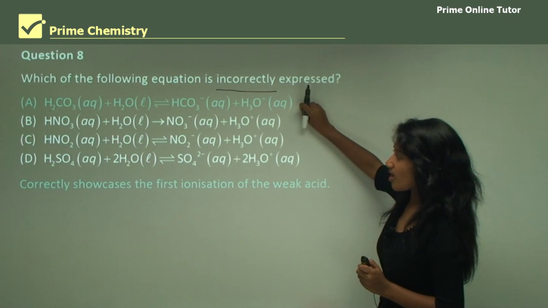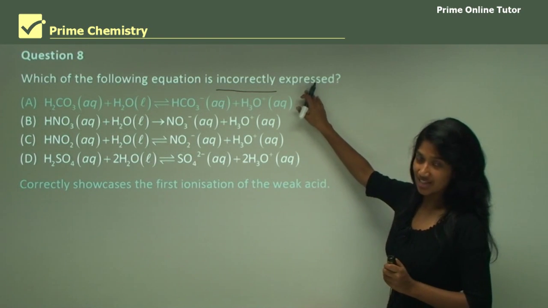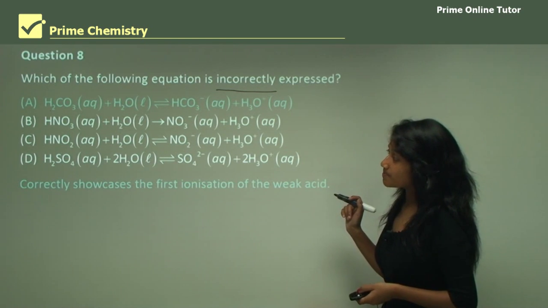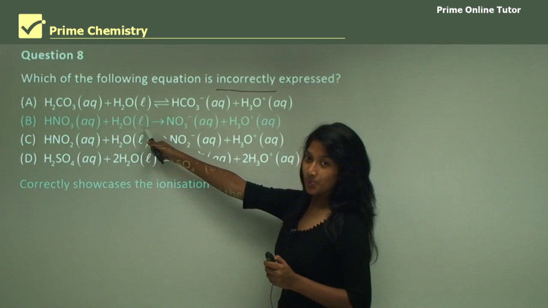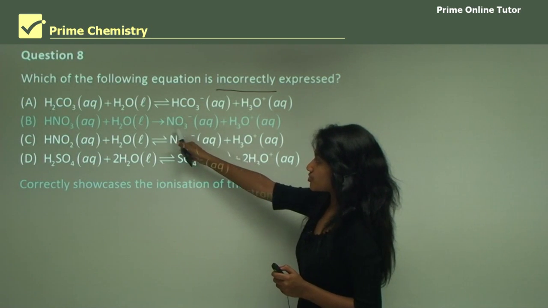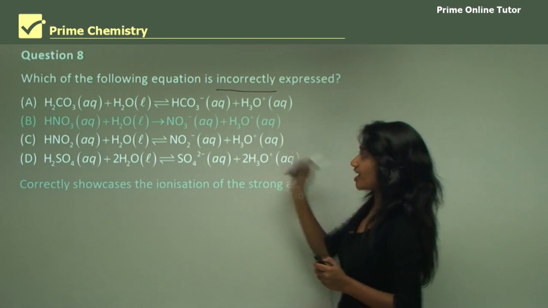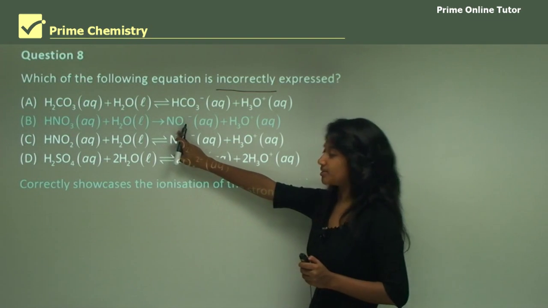So this equation here is completely correct, making this incorrect for the answer. Now option B has nitric acid reacting with water to form nitrate ion and also the hydronium ion. Now this is a complete reaction. In other words, it goes to completion.